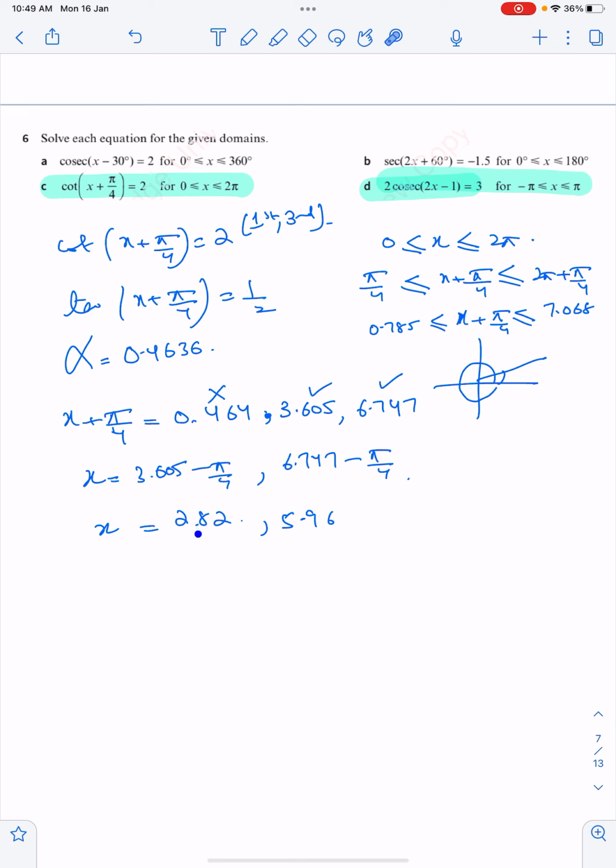2.7, this is question number 6, the C part. 2.82 and 5.96 radians. Okay, these are the answers in radians.